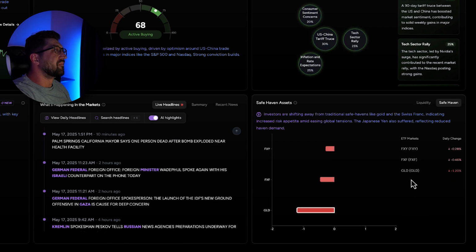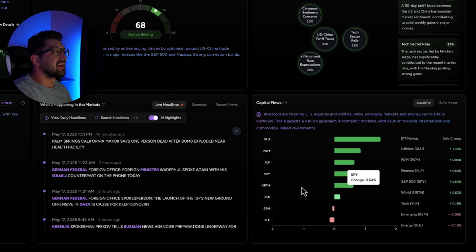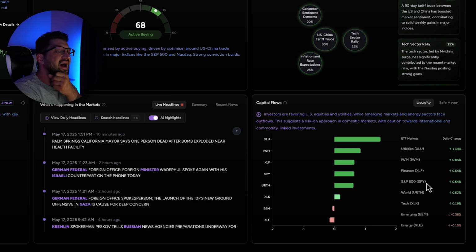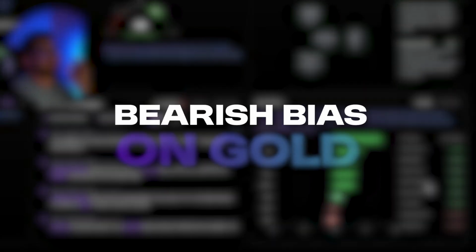Whereas when war, trade war, and market uncertainty happen, everyone starts panicking and selling their stocks. We go into a risk-off scenario and money pours back into safe havens, safe havens being gold, the Japanese yen, and the Swiss franc, as you can see. So right now you can see we're selling our safe havens and buying into markets such as the S&P 500. So right now I have a bearish bias on gold.